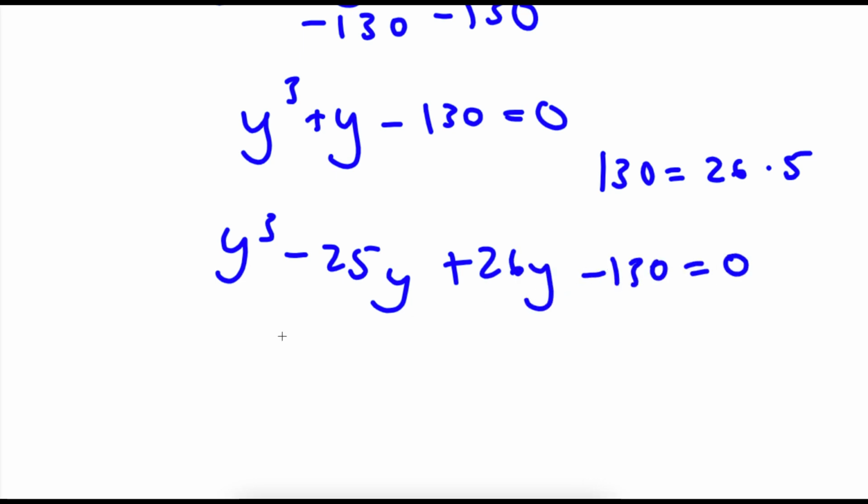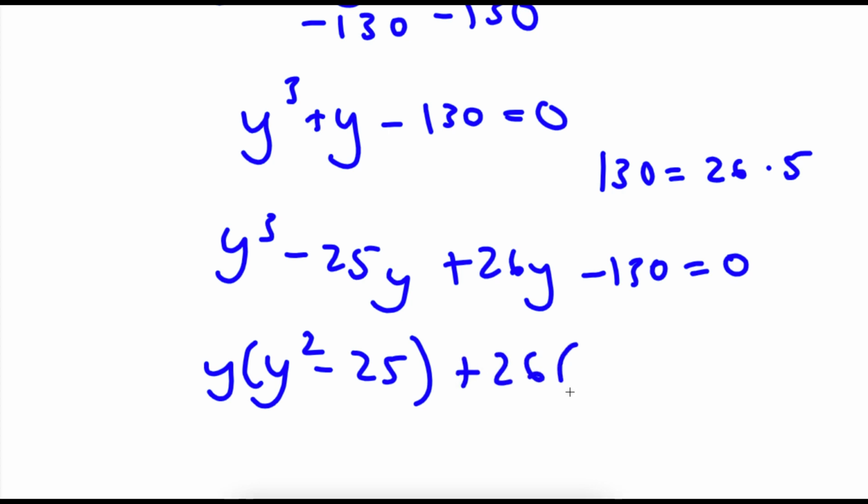is equal to 0. So now from y to the power of 3 minus 25y, I'm going to be factoring out y. So now I have y times y squared minus 25. Now from positive 26y minus 130, I'm going to be factoring out 26. So now I have 26 times y minus 5. This is equal to 0.